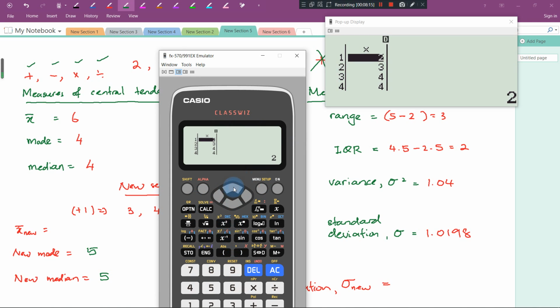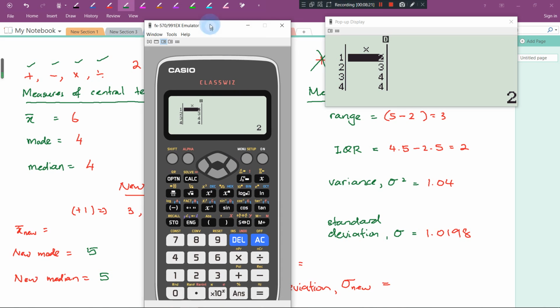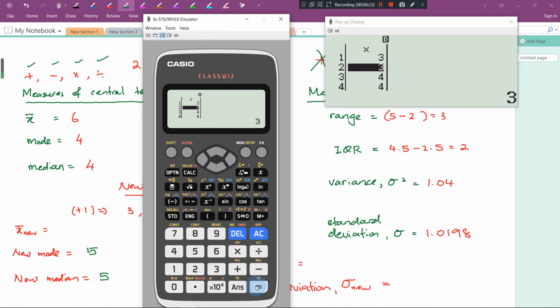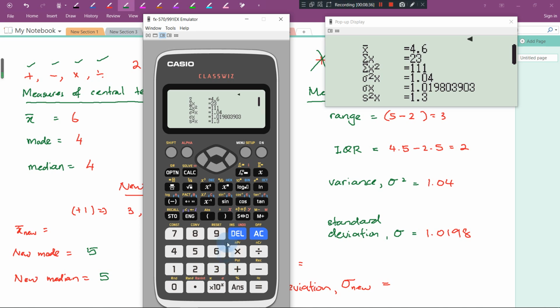So we change all the values now. It becomes 3, 4, 5, 5, 6. Always double check again, correct or not? 3, 4, 5, 5, 6. Okay, press options, choose the third one. So the new mean is 8. I think maybe I keyed in wrongly.